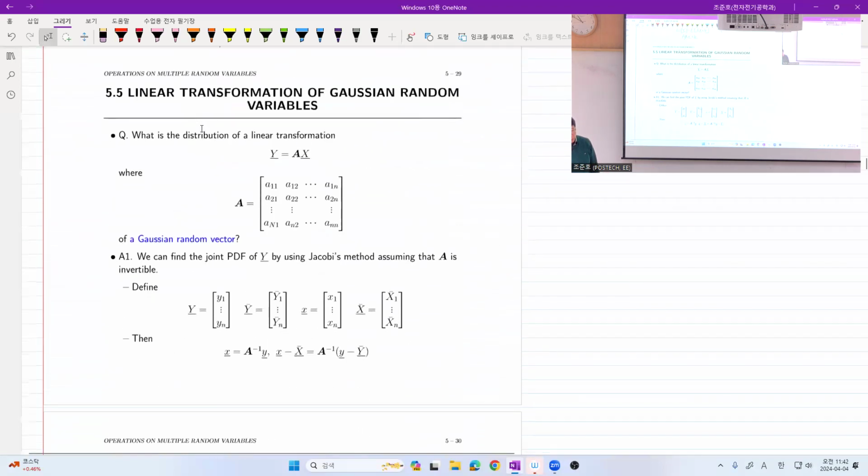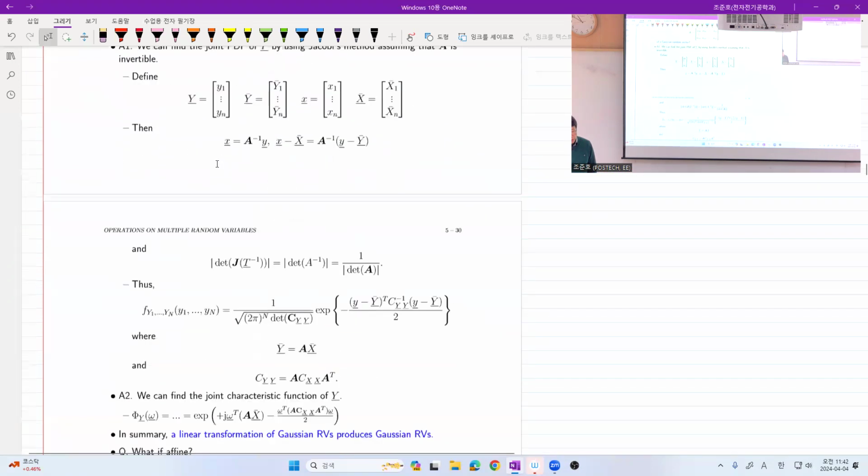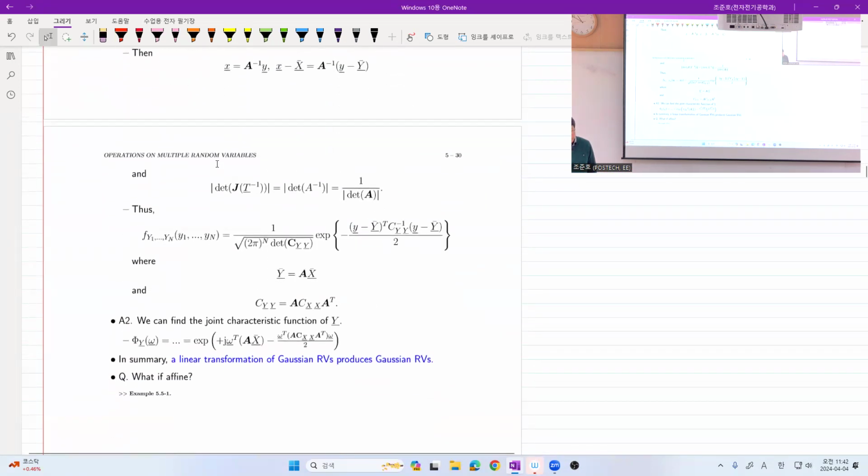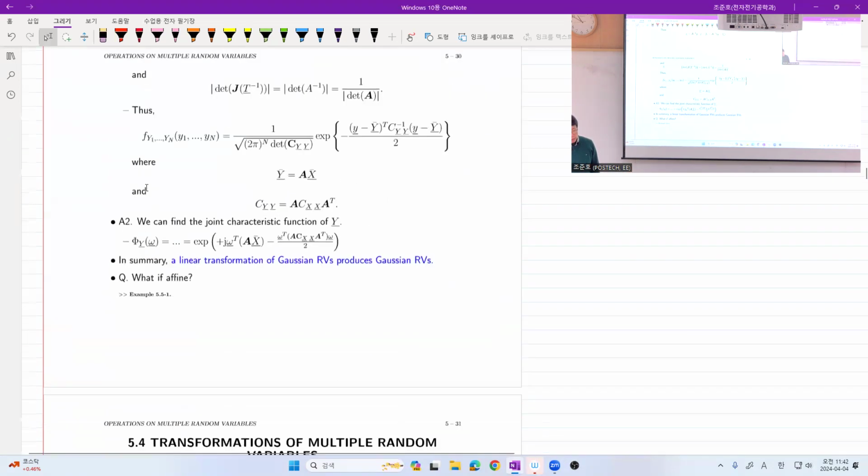Now, let's move on to section 5.5, which considers a simpler case of linear transformation of Gaussian. And here, it tries to provide us some sketch, but anyway, this characteristic function method is more straightforward. We are going back to this one again anyway, because we need to check the Jacobian trick.